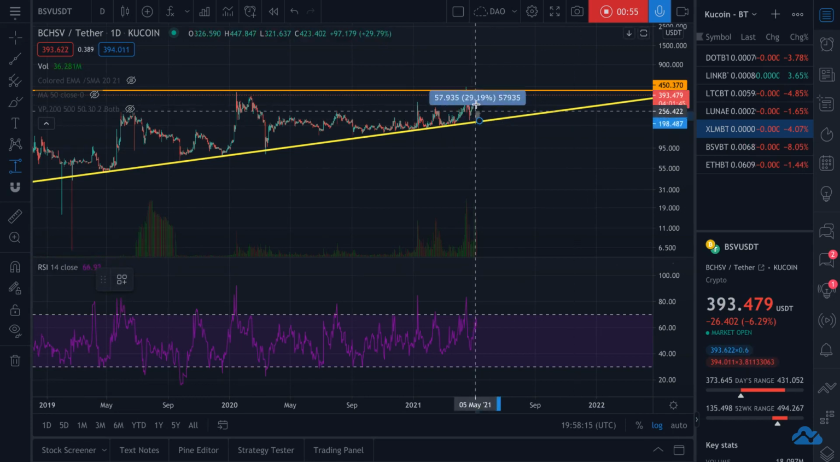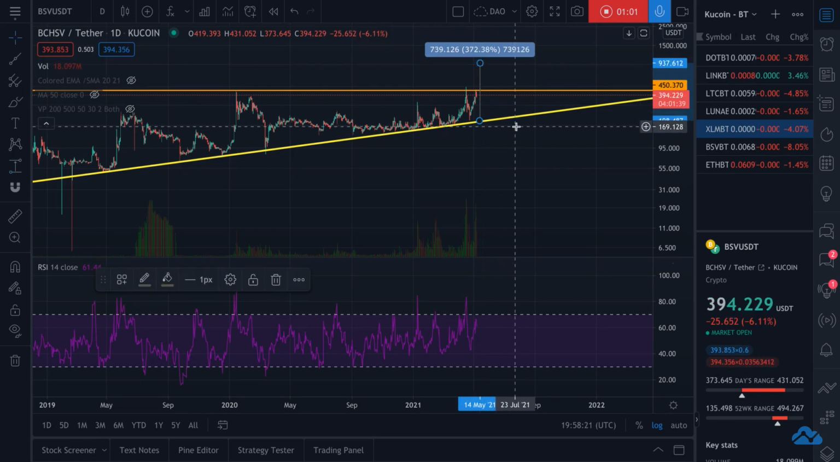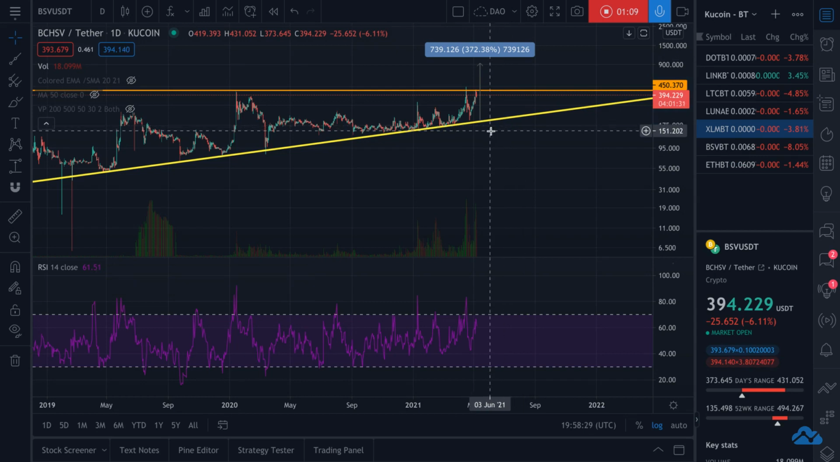So if that happens, we would be looking at roughly on a lower scale of about $937 for a BSV, and we're currently at around 395. So that would be quite a bit of an increase from here.